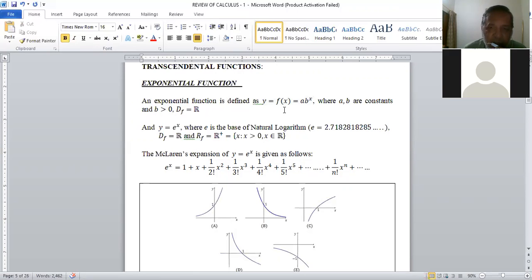इसका जो most frequently used form है exponential function का, वो है y is equal to e power x.